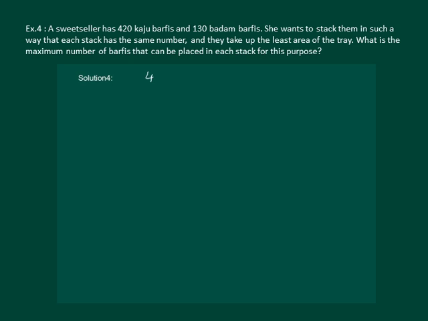We have 420 Kaju Barfis. Now 420 Kaju Barfis can be stacked in groups of 2s, which will give us 210 stacks. If we stack them in groups of 3s, then we will have 140 stacks. That means more the number of Barfis in a stack, less the number of stacks. So let us look at the highest factor of 420. So basically we are finding all the factors of 420.